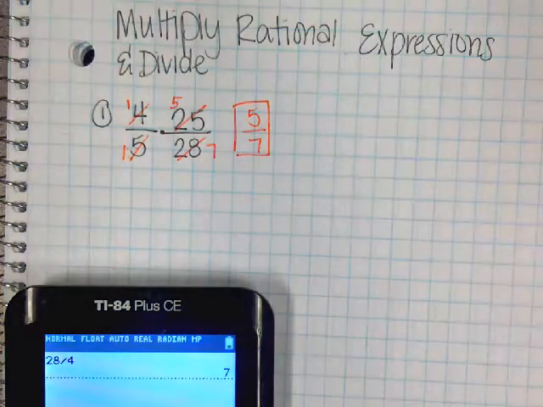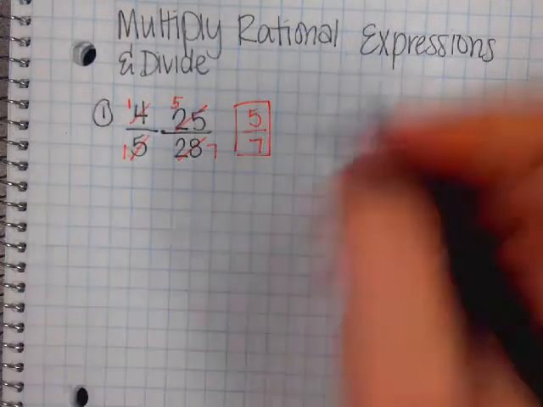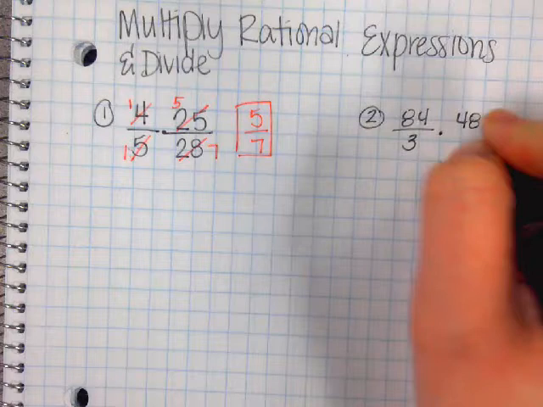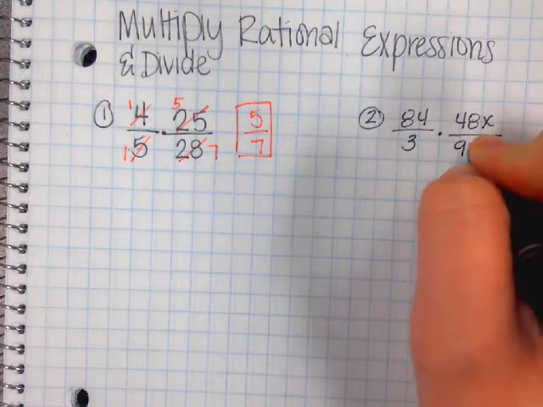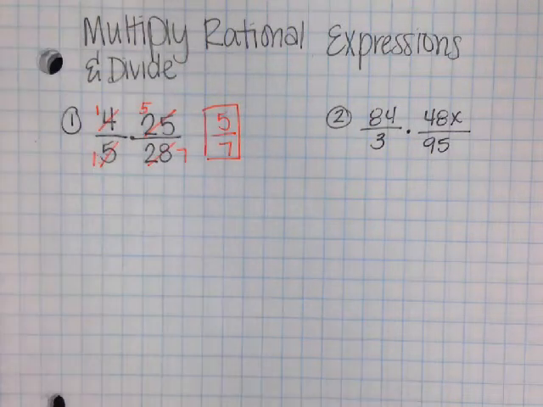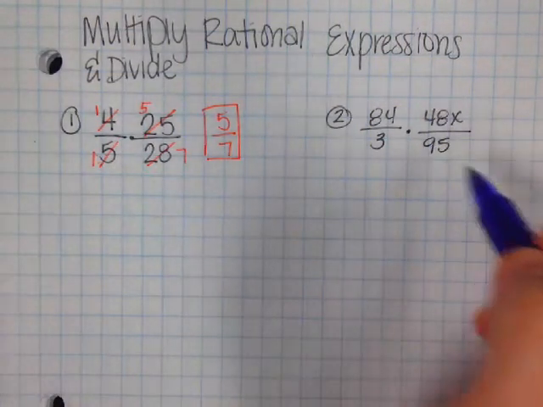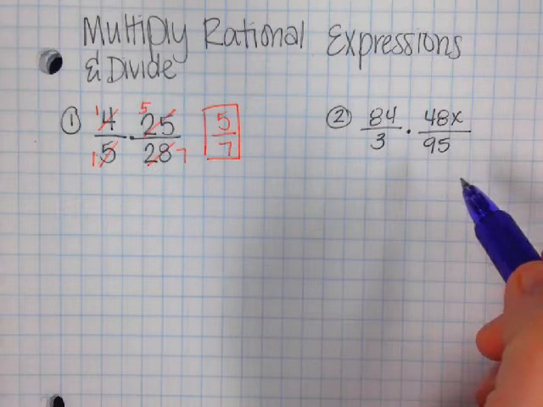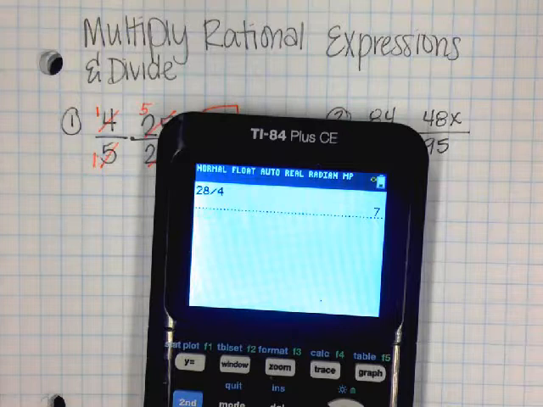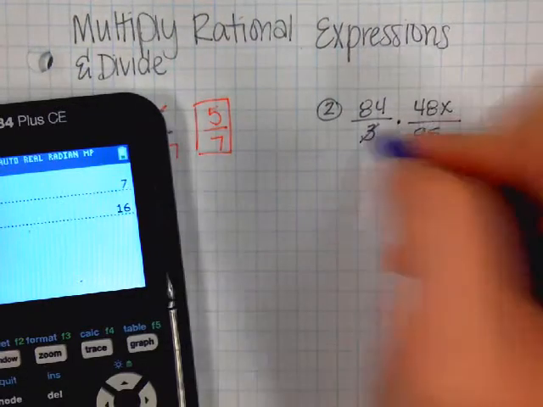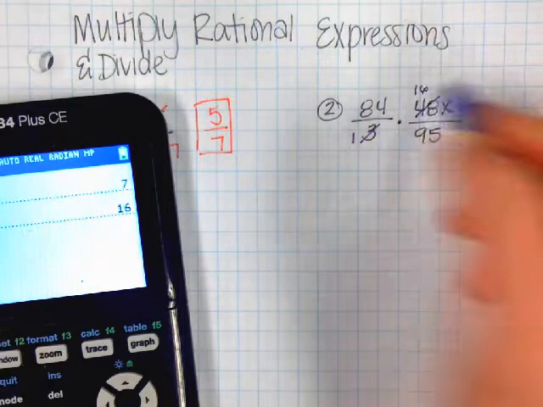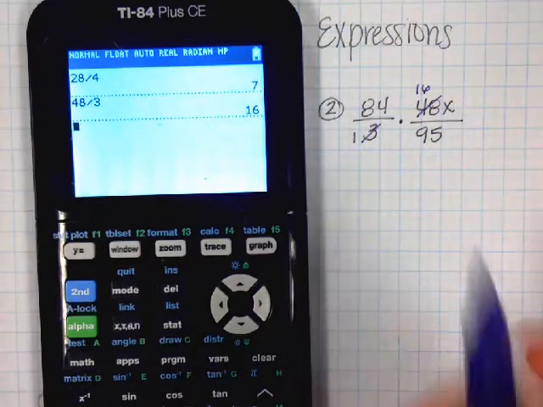Okay, let's do one with some variables. So if we have 84 over 3 times 48x over 95. Let's see. Let's do 48 divided by 3 maybe? Oh, yep. So 48 divided by 3. 3 divided by 3 is 1. 48 divided by 3 is 16.